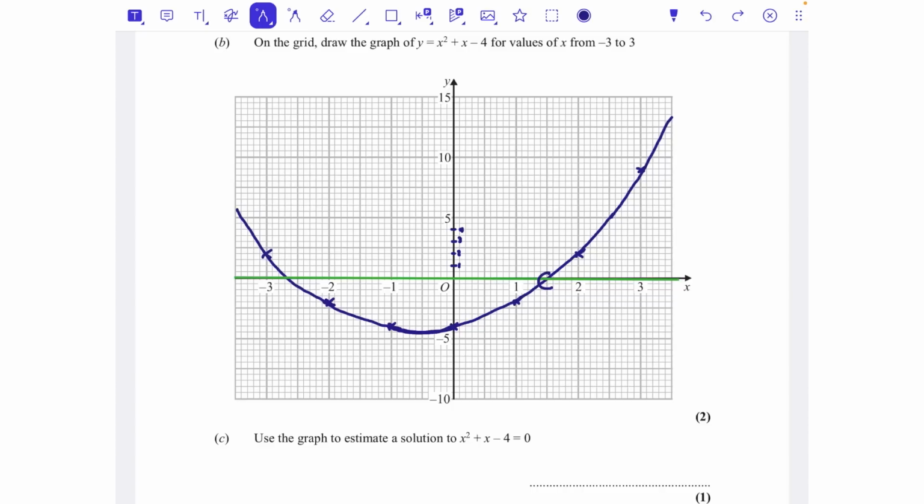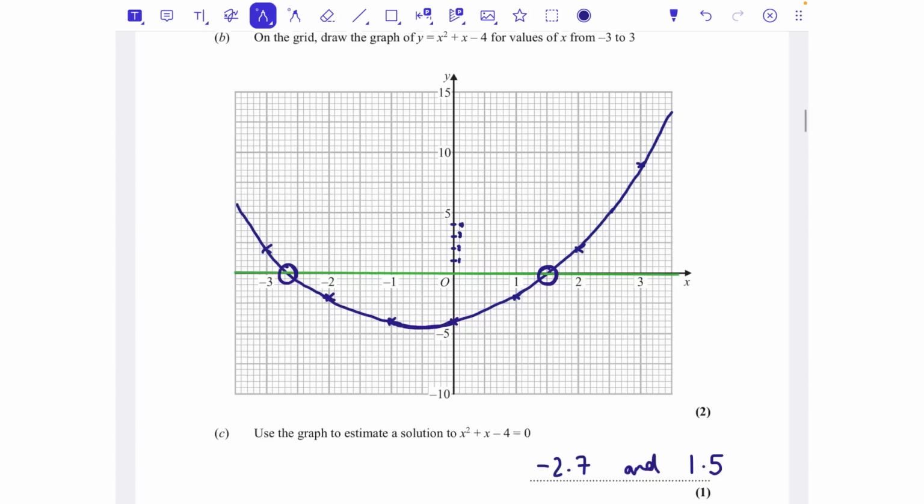So we're looking at this coordinate here and this coordinate here. So my answers for this are going to be -2.7 and 1.5. Those are the 2 places where my quadratic equals 0.